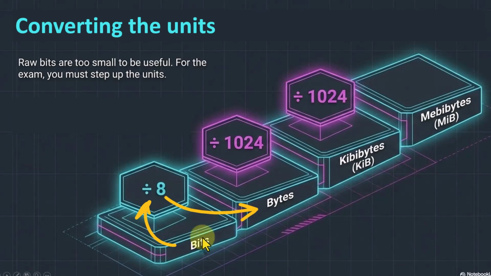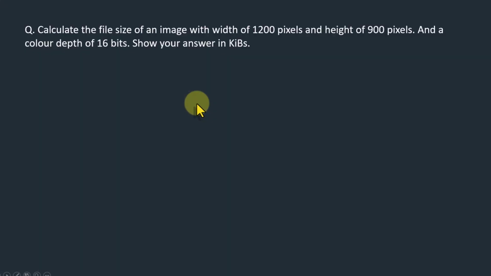If you have a number of bits, divided by 8, you will get how many bytes there are. Then if you have the bytes and you want to get the KB, you simply divide the bytes by 1024, and you will get how many KB there are. And the same, changing KB to MB, you will again divide by 1024. So raw bits are too small to be useful. For the exam, you must step up the unit.